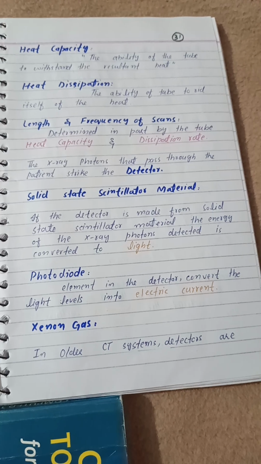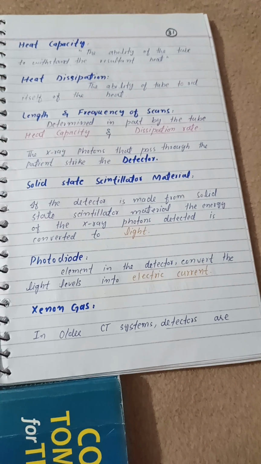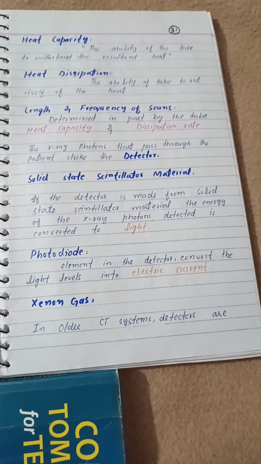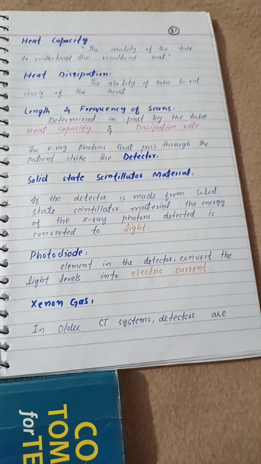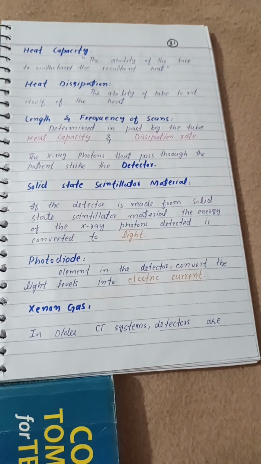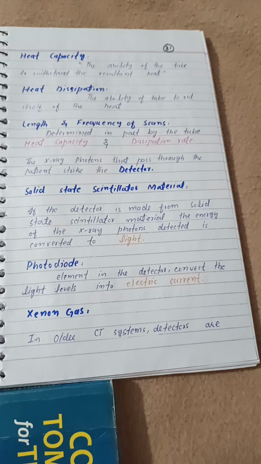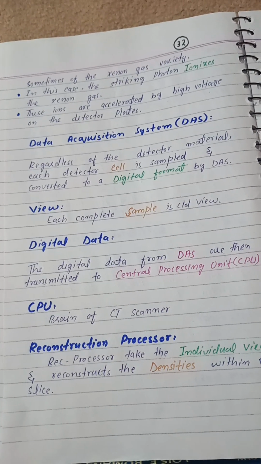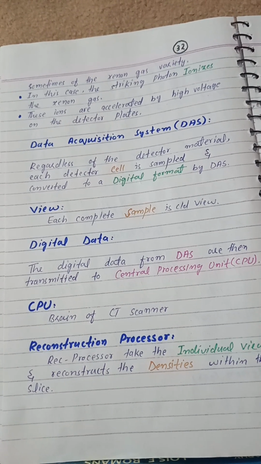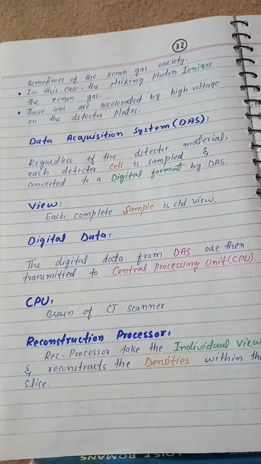The X-ray photons that pass through the patient strike the detector, a solid state scintillator material. If the detector is made from solid state scintillator material, the energy of the X-ray photons detected is converted to light. Photodiode elements in the detector convert the light levels into electric current. Older CT system detectors are sometimes of the xenon gas variety. In this case, the striking photon ionizes the xenon gas. These ions are accelerated by high voltage on the detector plates.